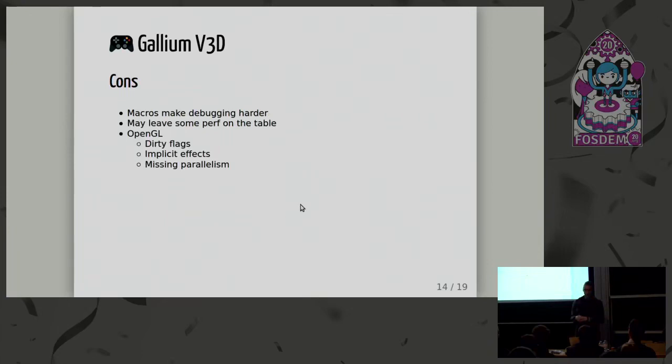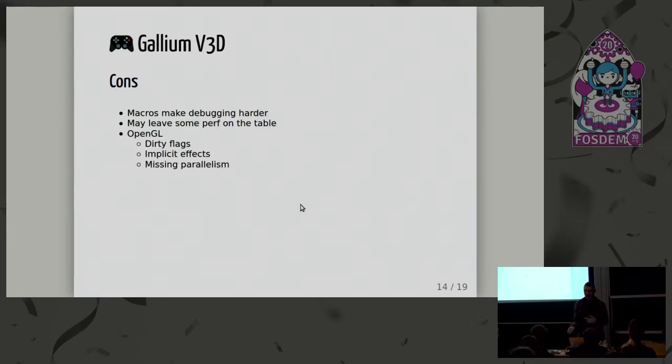The cons are, to me, the macros. I had a bug once in that code or around the code, and debugging or tracing with that is not so fun, but it's doable. So yeah, there's maybe some performance on the table, but I don't know, I haven't measured.